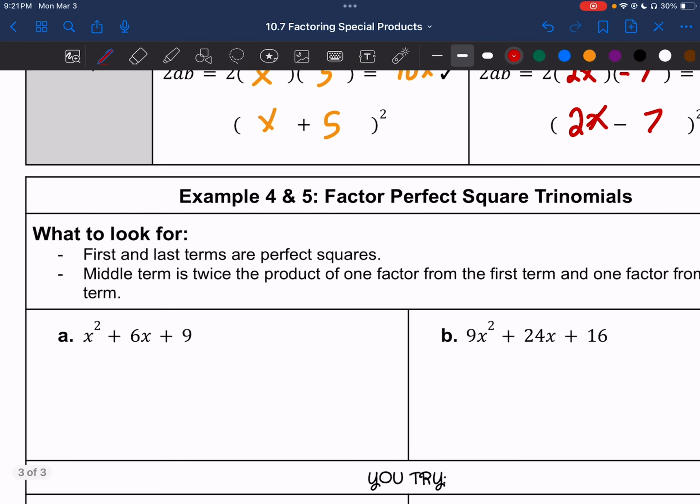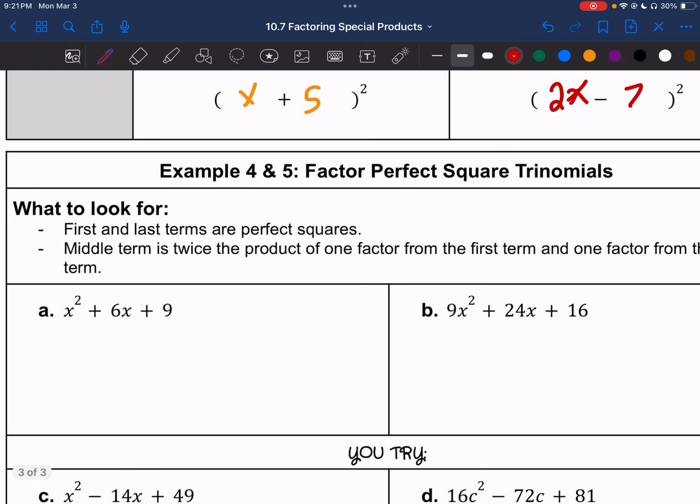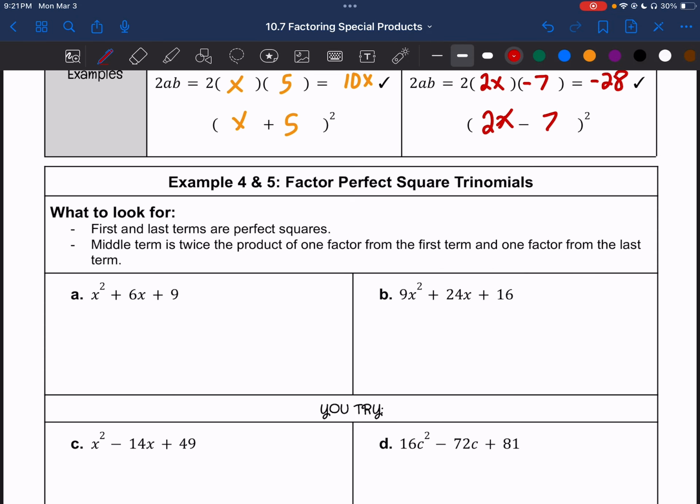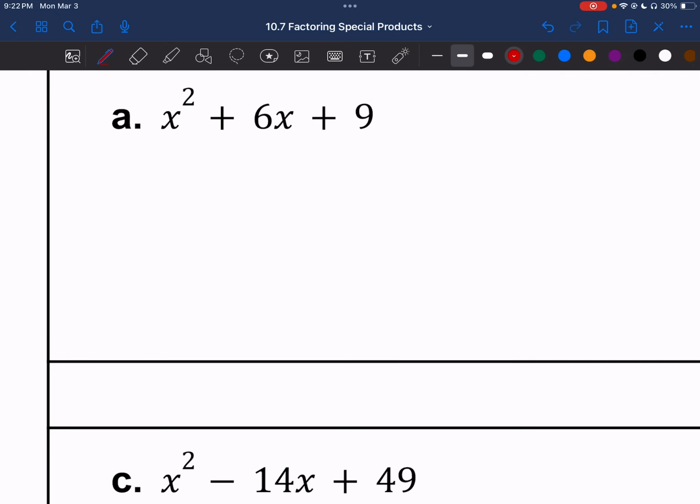So what are we looking for? First and last terms are perfect squares, and our middle term is twice the product of one factor from the first term and the factor from the last term. So x squared plus 6x plus 9. When we look at that, first term, perfect square. Second term, perfect square. x and 3. The middle term is 2 times those values. 2 times 3 is 6, times x is 6x.